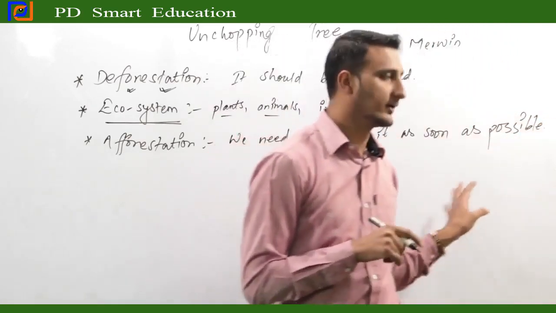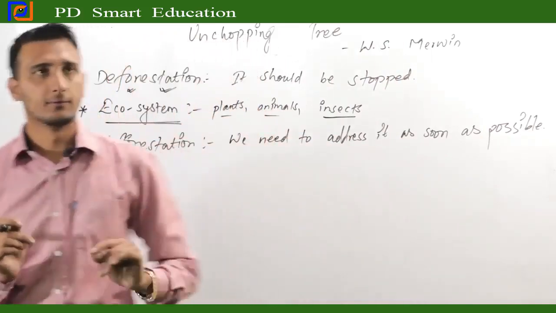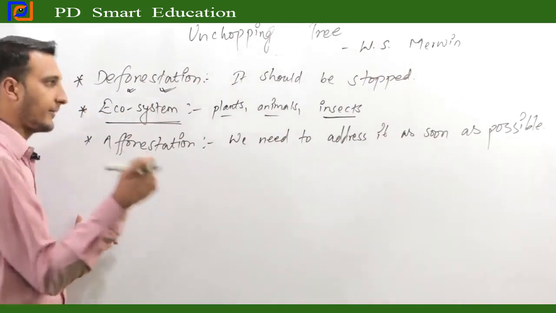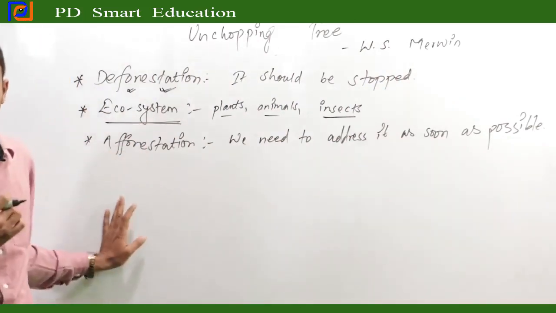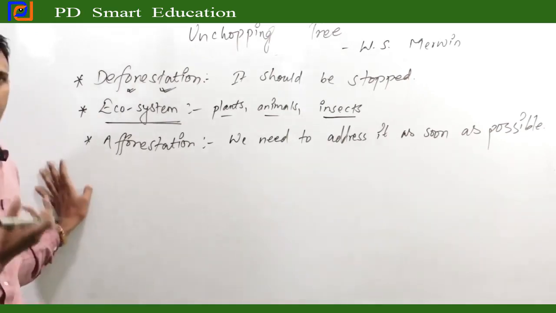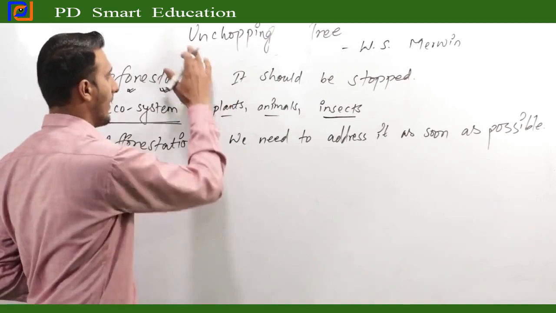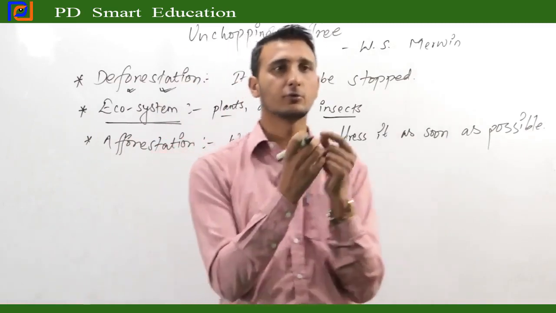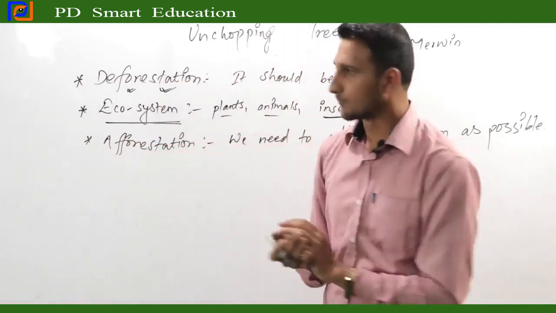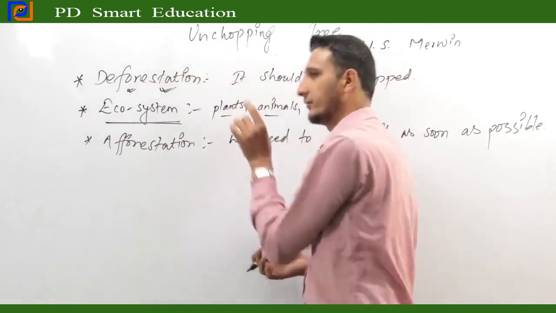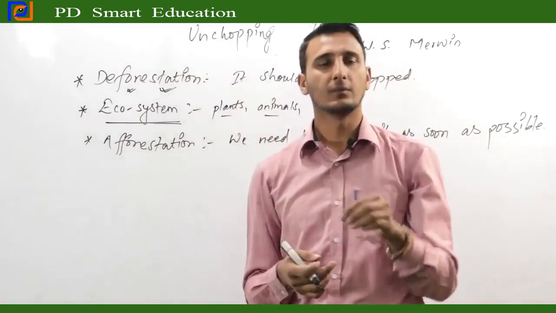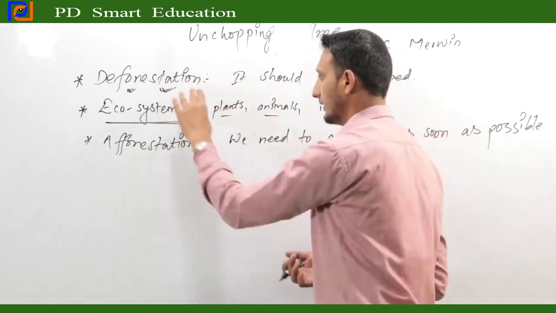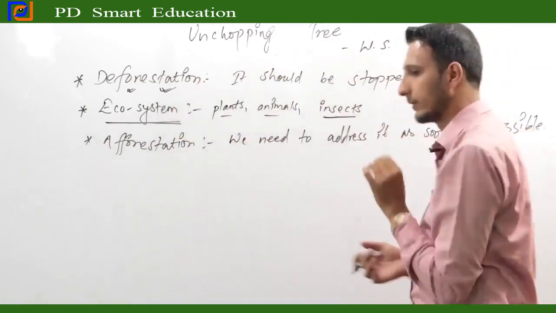If we do not address it as soon as possible, not only the habitat of small insects and animals will be destroyed, even the habitat of human beings will also be destroyed. Whatever the problems are there on this earth, it is all because of our own activities. Human activities have become destructive towards nature. So this lesson or this essay is suggesting to become nature-friendly human beings. These are the major themes or the issues that W.S. Merwin wants to talk about here.